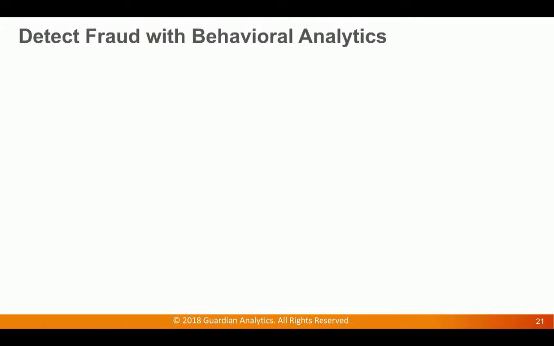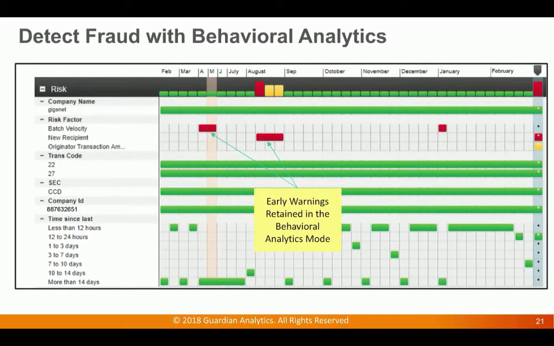So now let's dive in and look at how we go about detecting Same Day ACH BEC fraud with behavior analytics. So here we see the Guardian Analytics UI, and as an analyst, what's important here is I can see who the company is, I can see the risk factors that are most important to me. So what are those attributes or signals from these transactions that could be potentially risky?